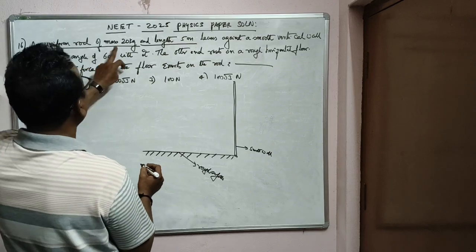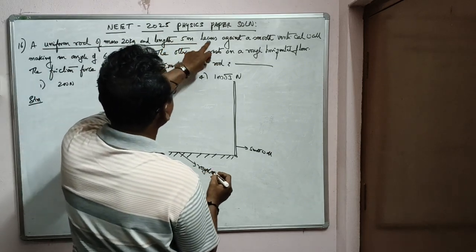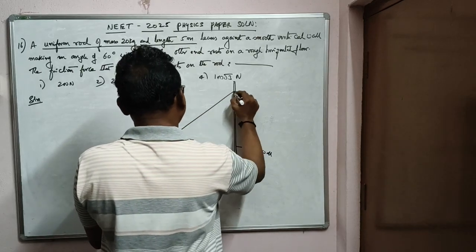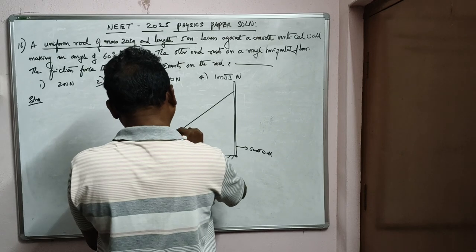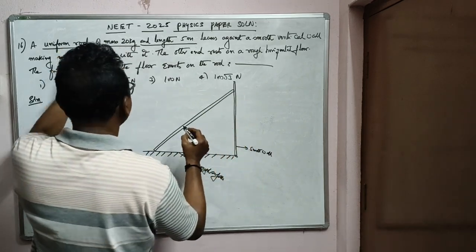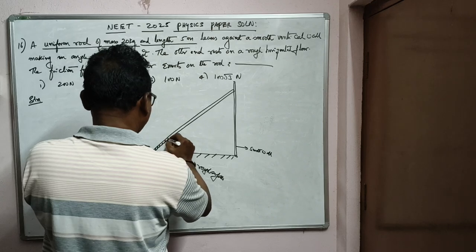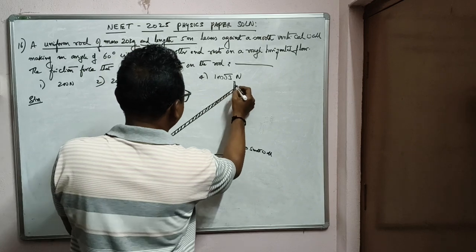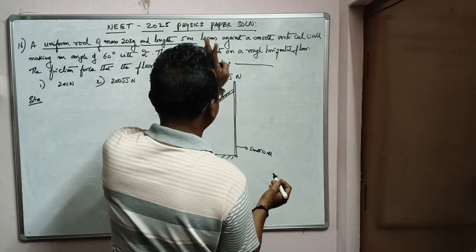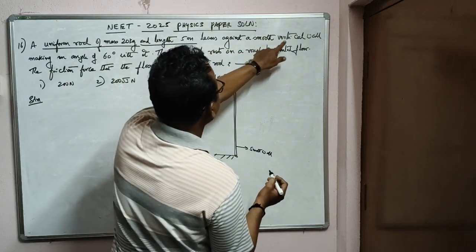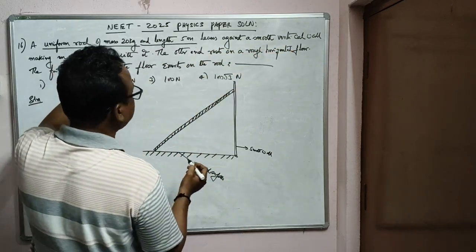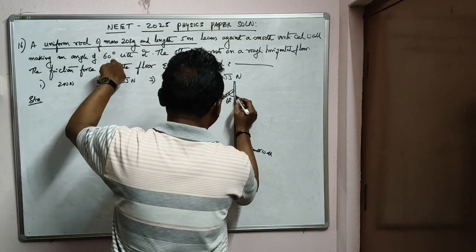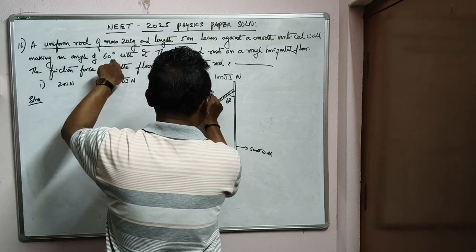Mass 20 kg, length 5 meters, leans against a smooth vertical wall. You can see it is leaning like this. This is our uniform rod. Please try to draw the figure with this wall, a smooth wall, no friction here. It leans against the smooth vertical wall, making 60 degrees with the vertical. So he has given this angle, 60 degrees. I am drawing a normal here for this one.